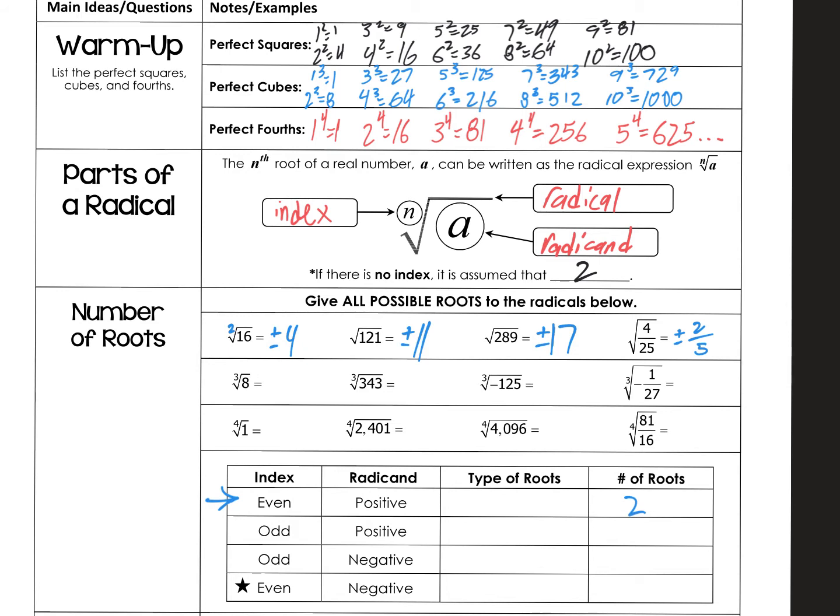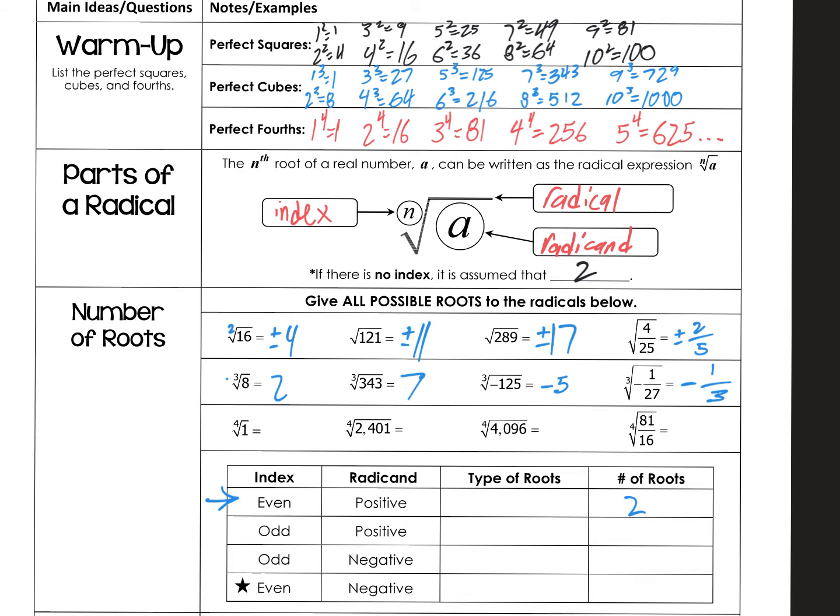Okay, and what about if you have an odd number? Okay, so remember, 8 is 2 to the third power, so the cube root of 8 is 2. And the cube root of 343 is 7. Cube root of negative 125 is going to be negative 5. And then again, that fraction trying to throw us off, but it's still just the negative. Cube root of 1 is 1, and the cube root of 27 is 3.